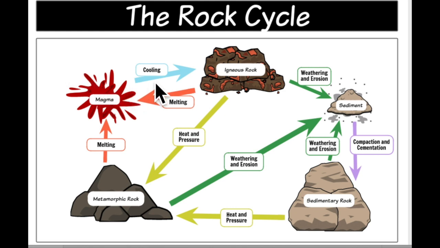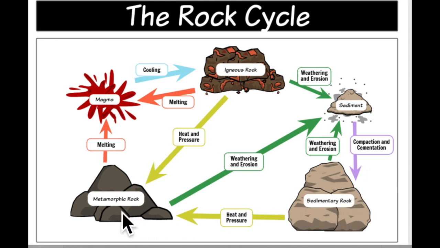When magma cools down, igneous rocks form. If heat and pressure is applied, they turn into metamorphic rock. If there's weathering and erosion, it turns into sediment. Metamorphic rocks experiencing weathering and erosion also turn into sediment. With compaction and cementation, it turns into sedimentary rock.